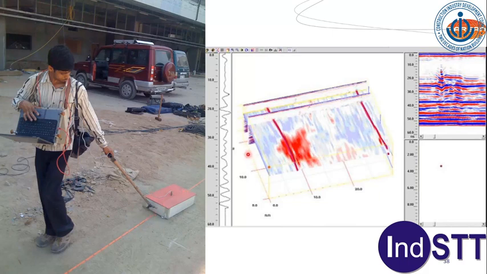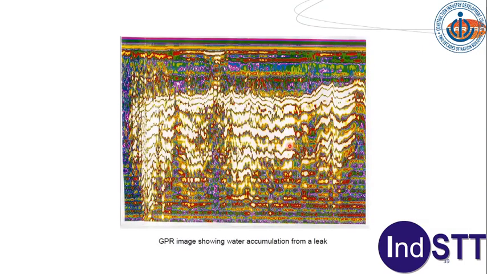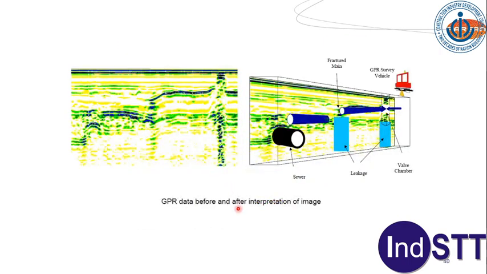And nowadays with 3D coming, this is called a heat map. So even heat maps can be created which very clearly tell you which is the zone which has been affected because of leakage. So this is one pipe, this is the second pipe, and this is a heat map which has been generated, which very clearly tells you which segment of the pipe is responsible for this leakage. This is again a GPR image showing water accumulation from the leak. So this is water accumulation which has taken place because of the leak. Another example, so GPR data before and after interpretation of the image was this. So this was basically one pipe, and this is a truncated pipe here.